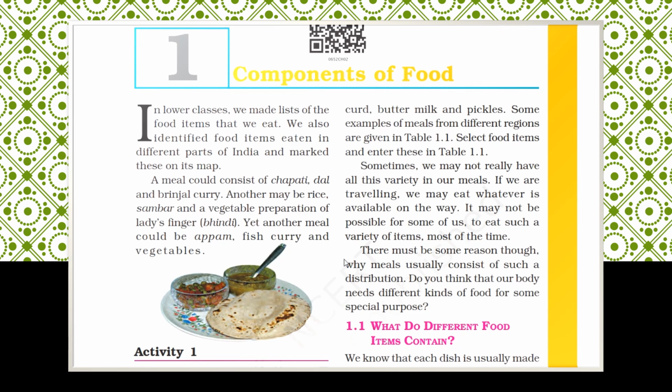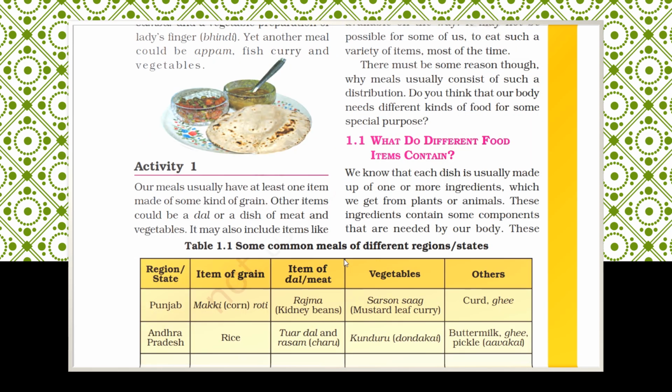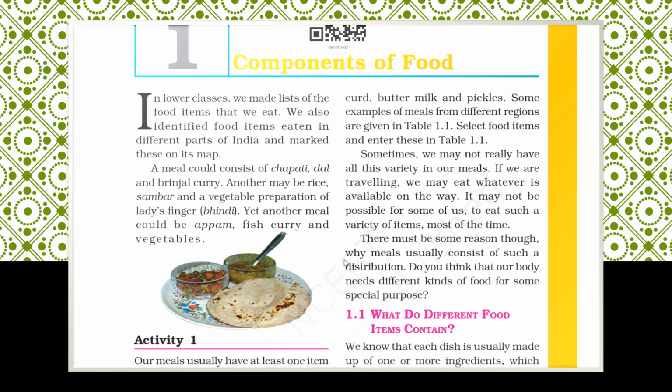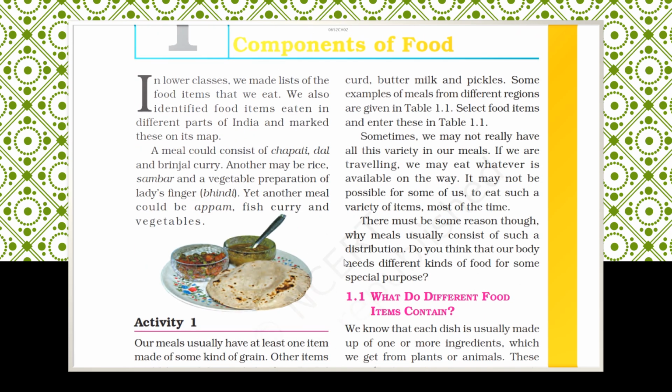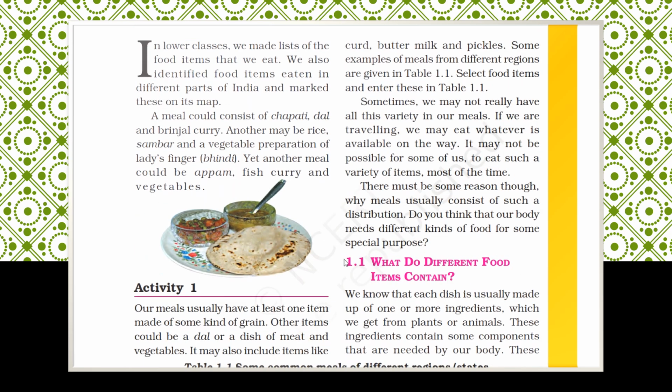After filling this table, what will we understand? Our meals usually have at least one item made up of some kind of grain. Other items could be dal or a dish of meat and vegetables. If you are non-vegetarian, it will be meat, or if you are vegetarian, it will be vegetables. It may also contain items like curd, buttermilk, and pickles. Some examples of meals from different regions are given in this table. Select food items and enter these in your table.